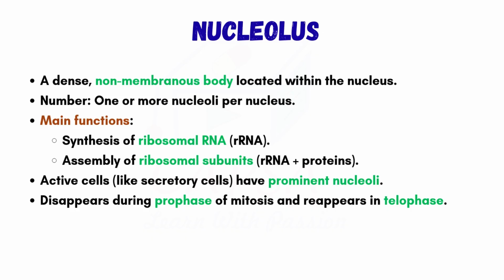The nucleolus is a dense spherical body found within the nucleus. It is non-membranous and may occur as one or more per nucleus. Its primary role is to synthesize ribosomal RNA and assemble ribosomal subunits by combining rRNA with proteins. Active cells, like those that secrete enzymes or hormones, have prominent nucleoli. Interestingly, the nucleolus disappears during mitosis and reappears in the final stages of cell division.